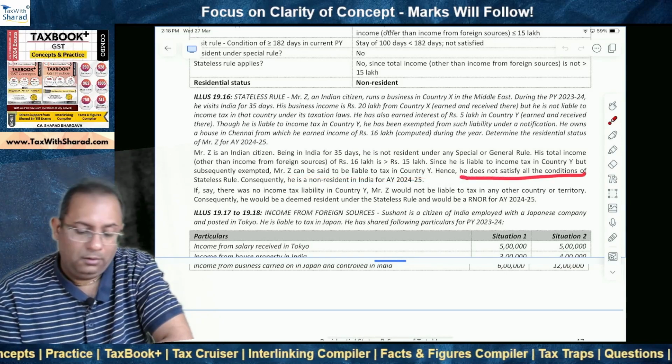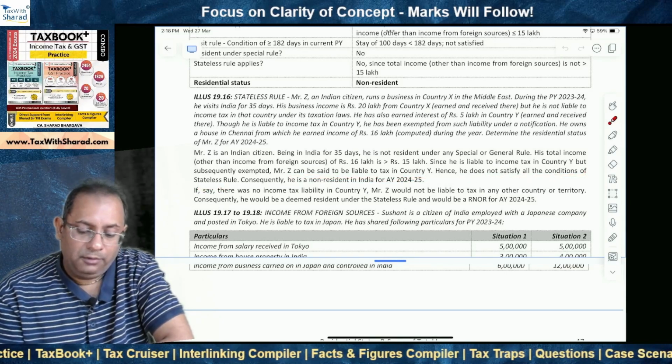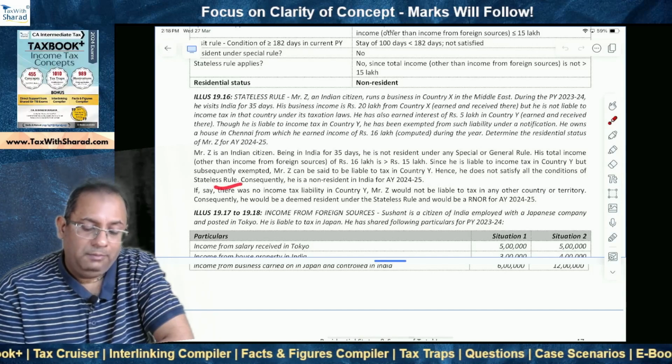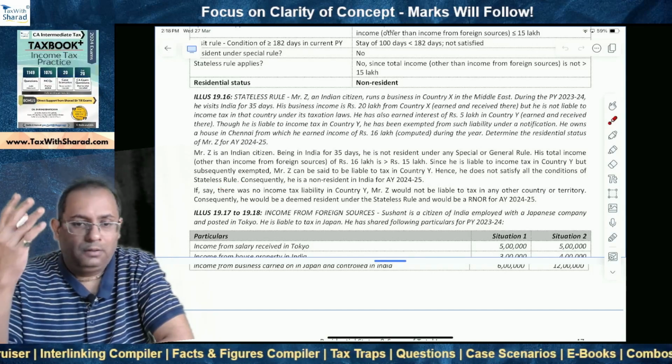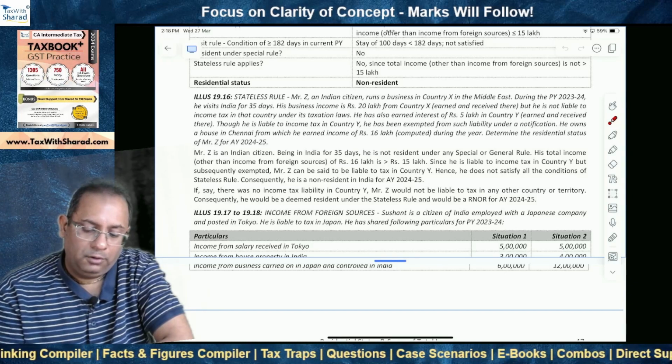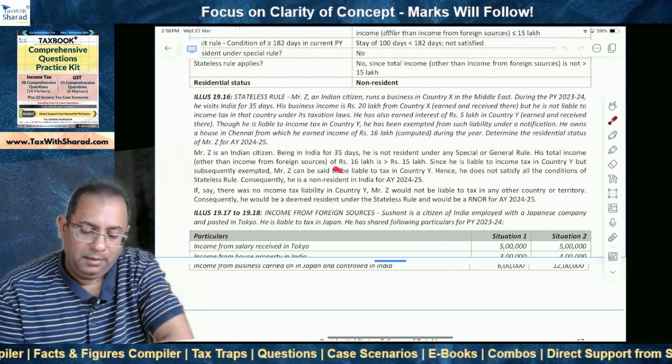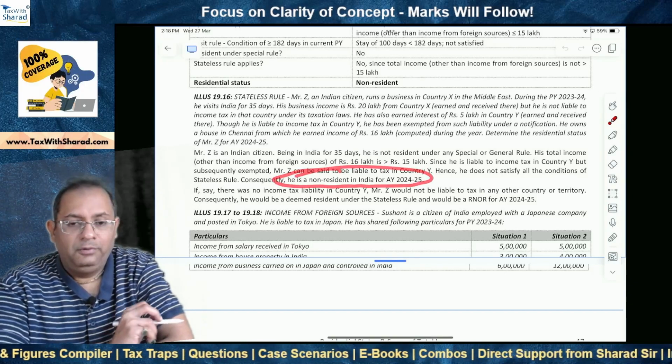Hence, he does not satisfy all the conditions of stateless rule, and therefore he is not a deemed resident under the stateless rule. So he is not resident under any of the rules. So what this means is that Mr. Z will become a non-resident in India for AY 24-25.